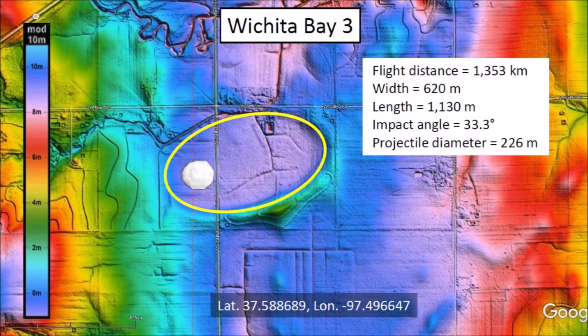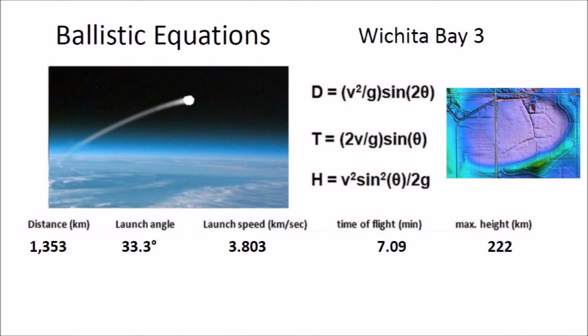Wichita Bay Number 3 is located 1,353 kilometers from Saginaw Bay, which is assumed to be the point from which the ice boulder that made the bay was launched. The diameter of the glacier ice projectile that made the bay is estimated to be 226 meters, which is 1/5 of the bay length. The ballistic equations indicate that the glacier ice boulder that made this bay was launched at a speed of 3.803 kilometers per second.